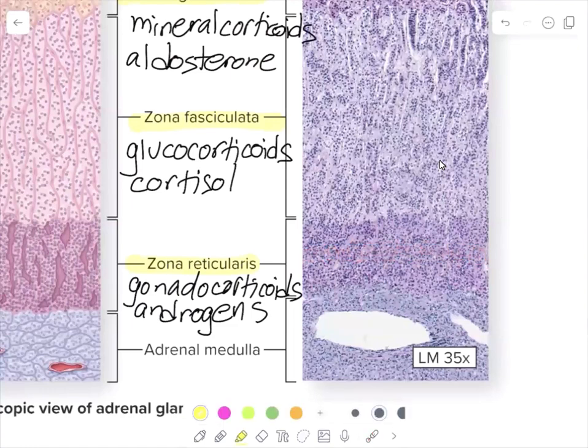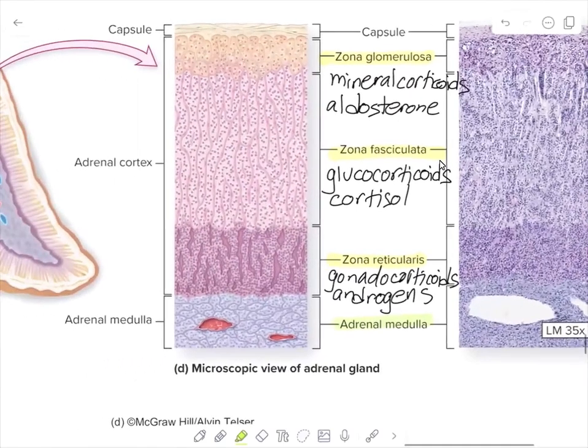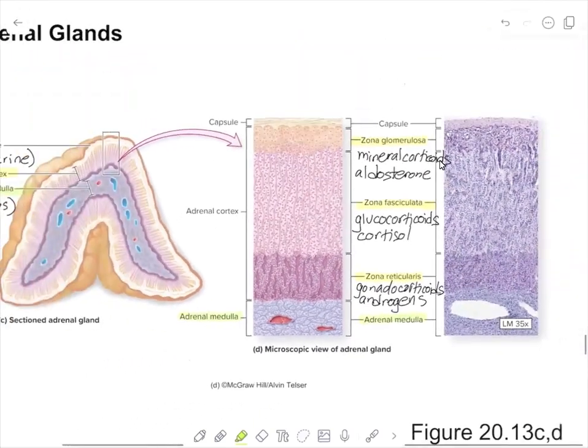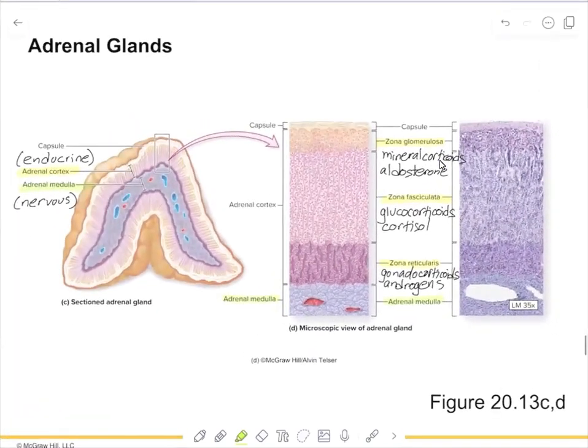In the innermost region of the adrenal gland is the adrenal medulla, and it's going to look a little bit different. And remember, it is nervous tissue. It's an extension of the sympathetic nervous system. So there are actually nerves that come directly out of the spinal cord, which lead to the adrenal medulla. And the adrenal medulla then is going to secrete norepinephrine as well as epinephrine.